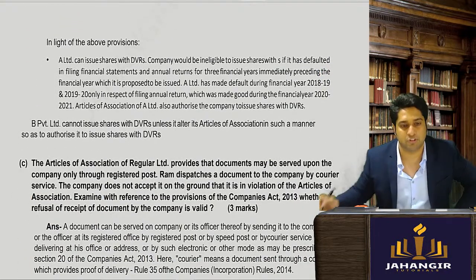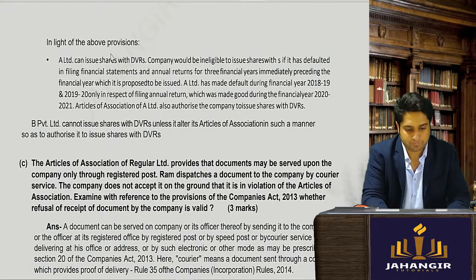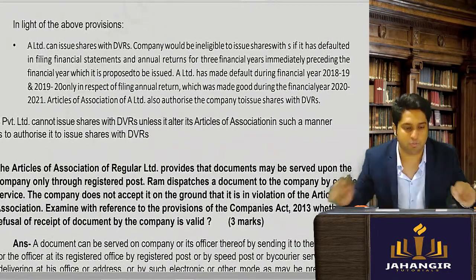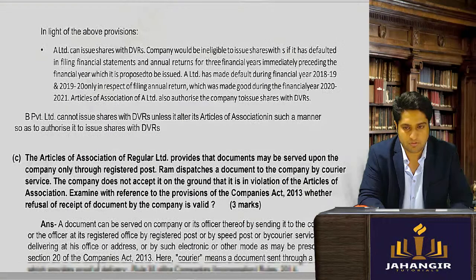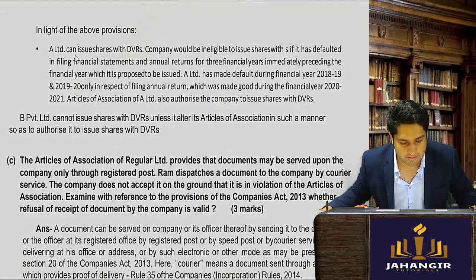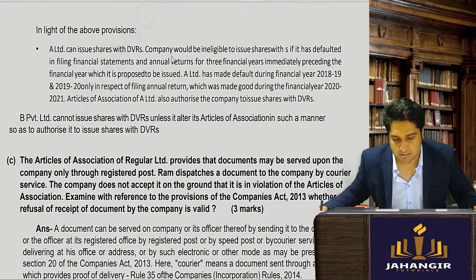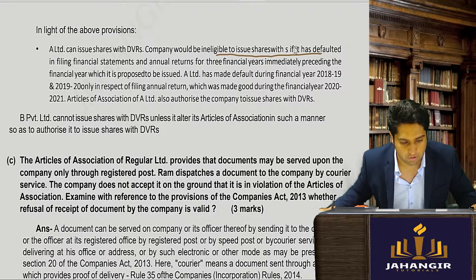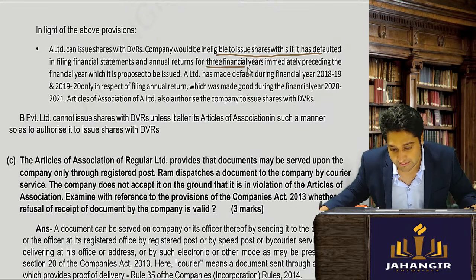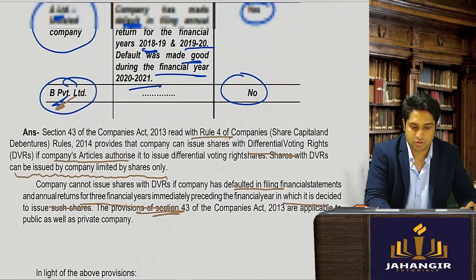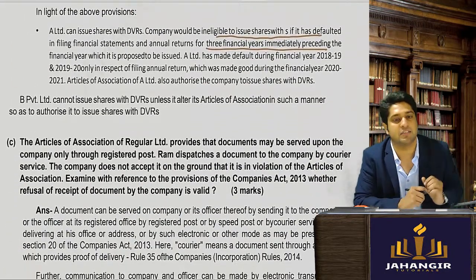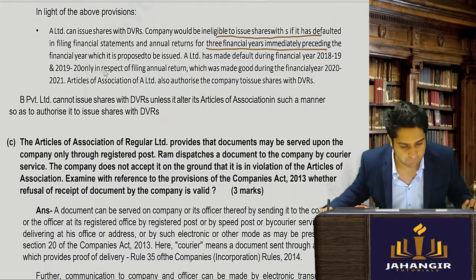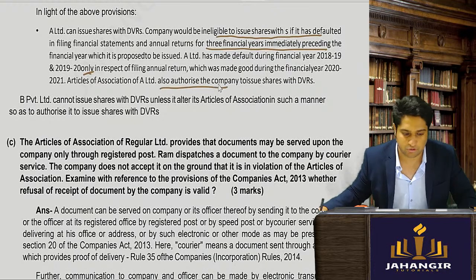In light of the above provisions, a company limited can issue DVRs. A company would be ineligible to issue if it has defaulted in filing annual returns for the 3 immediately preceding financial years. So here it has defaulted only for 2. If it had defaulted for 3 immediate financial years, then it would not be eligible. Company A has defaulted for only these 2 years and then made them good, so they can issue.